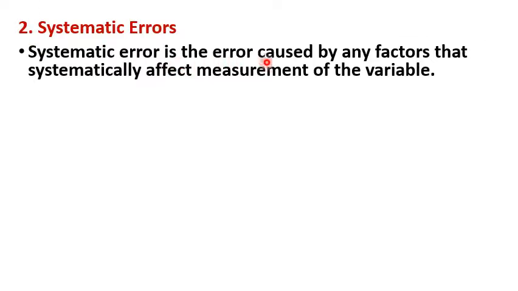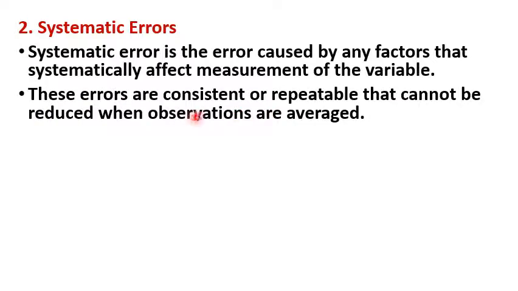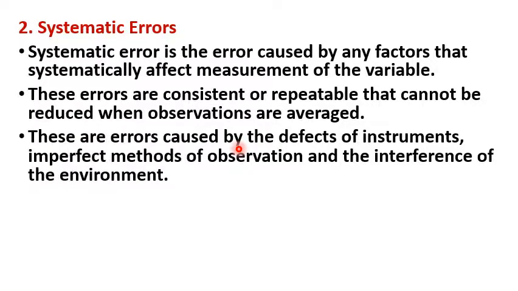Second one, systematic errors. Systematic error is the error caused by any factors that systematically affect the measurement of the variable. These errors are consistent or repeatable errors that cannot be reduced when observations are averaged. These errors cannot be reduced even when the observations are conducted number of times or averaged. These are errors caused by the defects of instruments, imperfect methods of observation, and the interference of the environment.